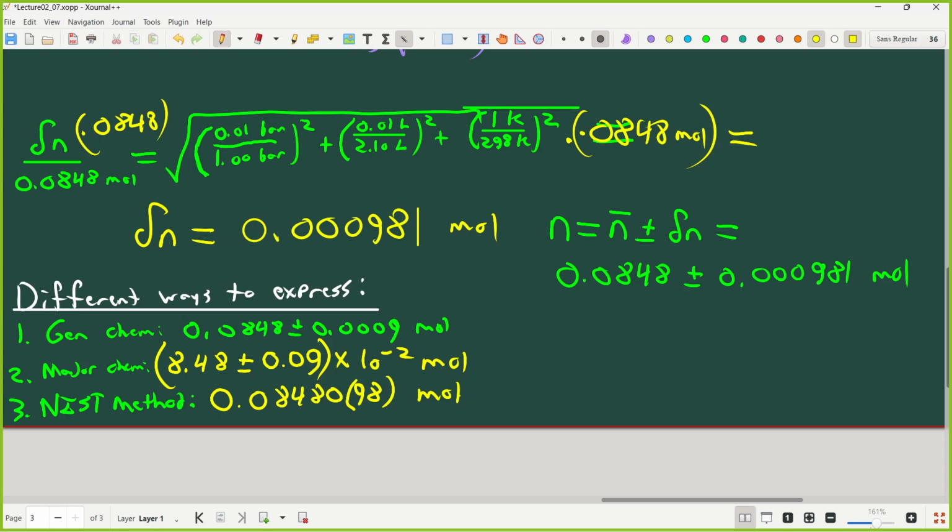Okay, and another way to write that would be with scientific notation, which would be 8.48098 times 10 to the minus 2 moles. All right, on the next homework, I'll give you some practice with these. Okay?